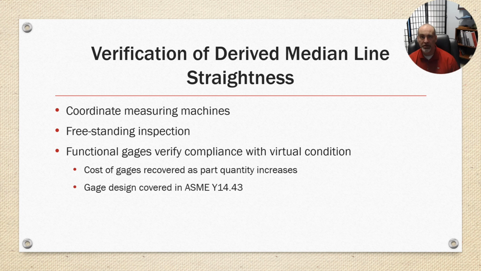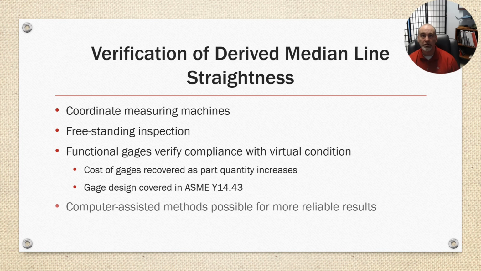And gauge designs are covered in ASME Y14.43. So if you haven't had enough of Y14.5, you could read Y14.43 when you get spare time, when you're trying to cure your insomnia. Okay, and computer-assisted methods are possible for more reliable results. I saw a roundness machine made by Mitutoyo that would help calculate those things, kind of a specific thing. It helped model where these virtual center lines, straight median lines were.